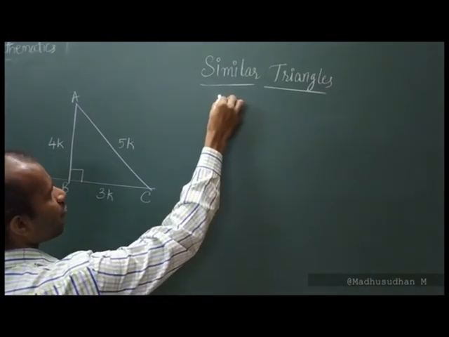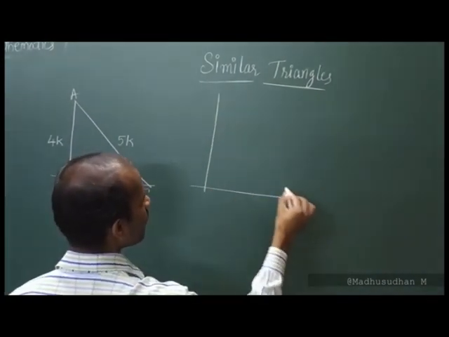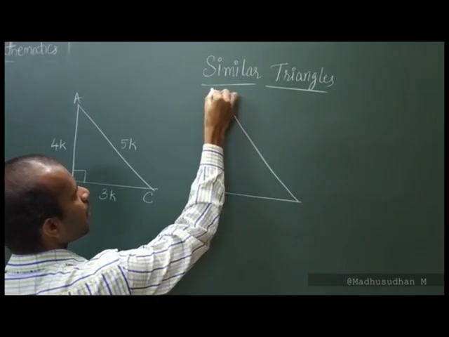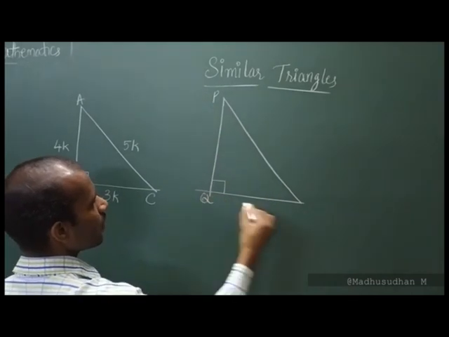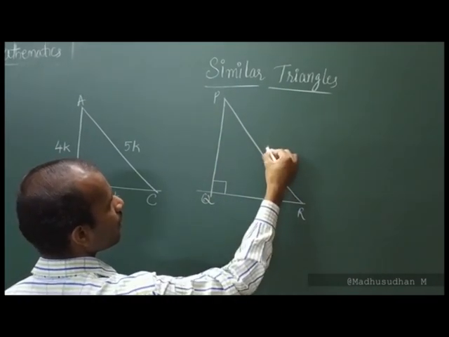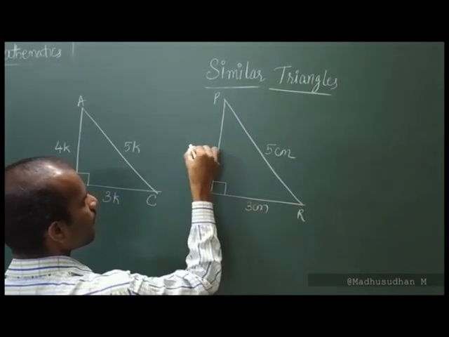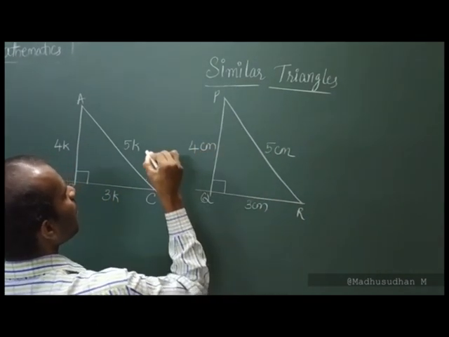So suppose we have one more right angled triangle. Let me call this P, this Q and this R, and this is 5 centimeters, this is 3 centimeters and this is 4 centimeters.